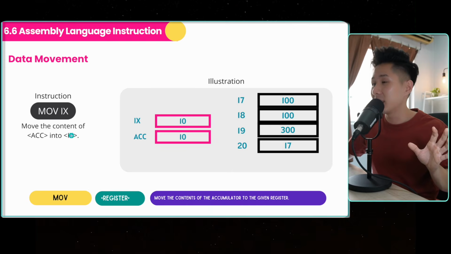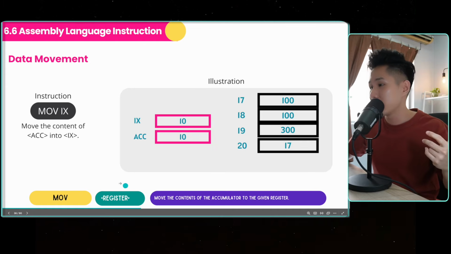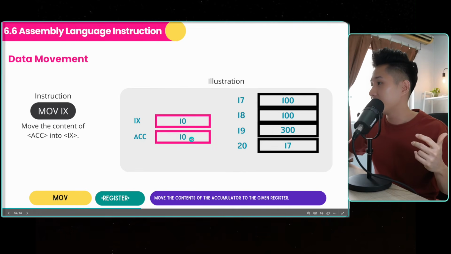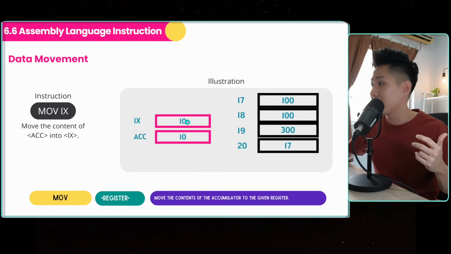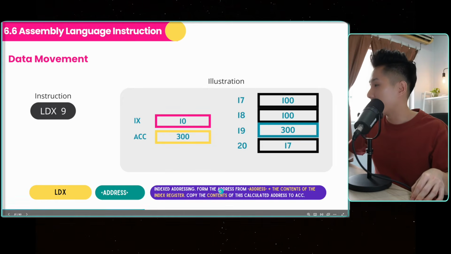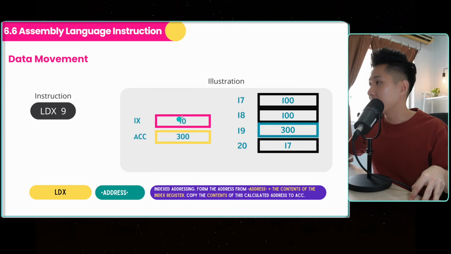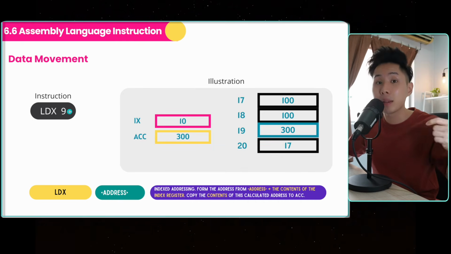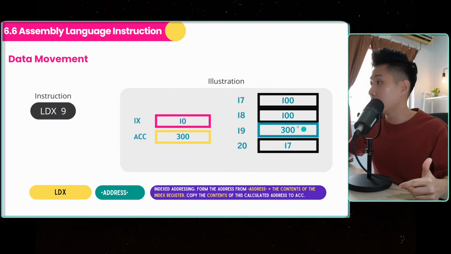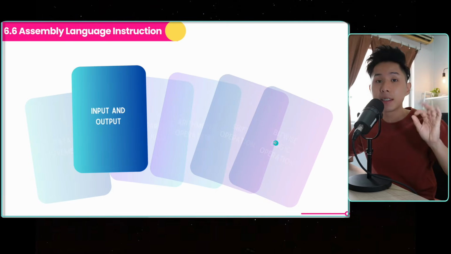MOV IX, move the contents of ACC into IX. It doesn't even have to be IX, it can be any register because that's the syntax. So ACC is 10, so I basically move this value into my IX. LDX 9, index addressing. What it does is, I will find out what is inside my index register, 10, and add this up with my operand. So 10 plus 9 is 19, which means I need to load the value in address 19 all the way to the accumulator. And this is the description. You can read it yourself. So this is the first type of instruction.